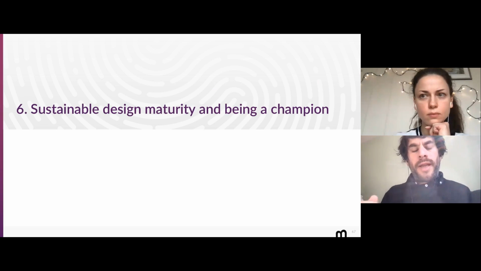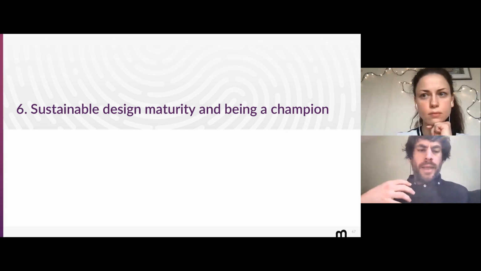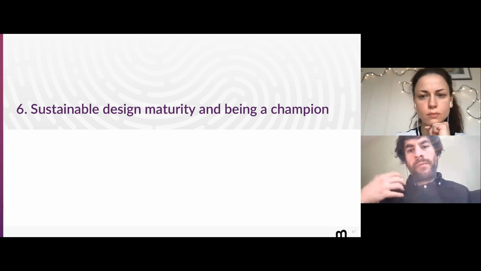What we're going to move on to now in this penultimate section is talking about sustainable design maturity. So we've talked about things that we can do as designers to make a difference. We've talked about what business leaders need to do in terms of business models and business operations to make a difference. But none of that's going to happen really if your organization isn't in the right kind of space to make that change or to enable that change.